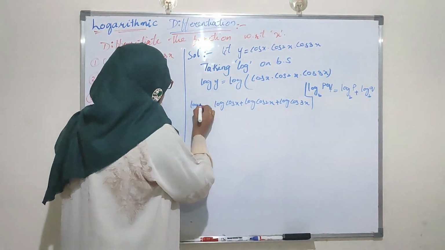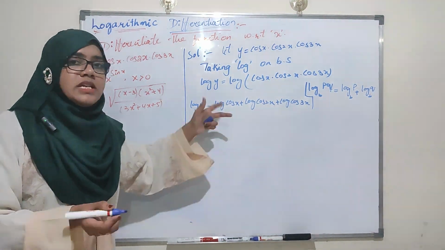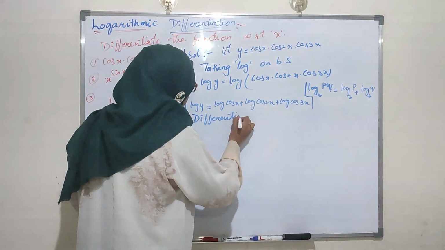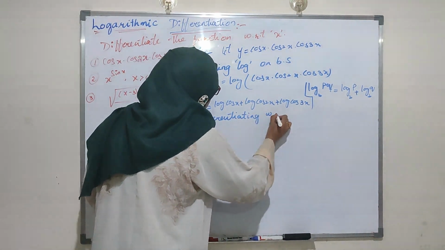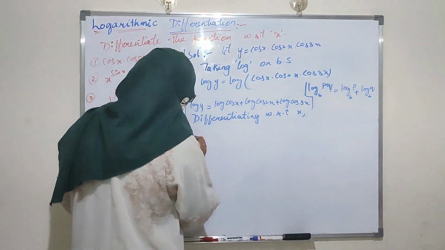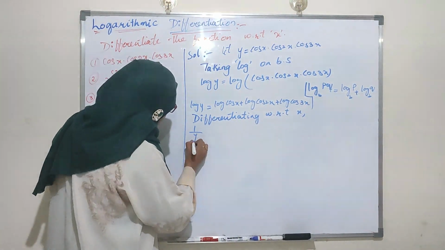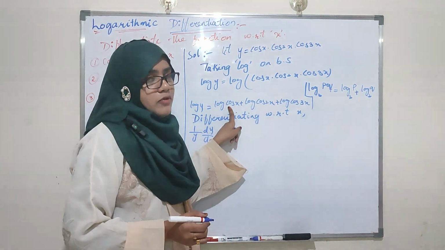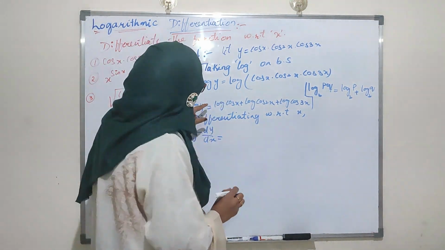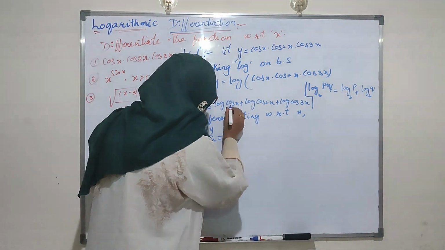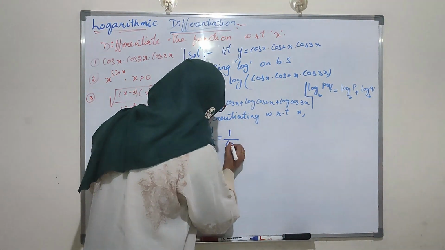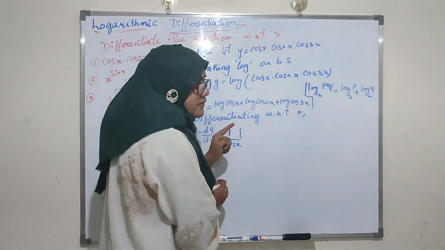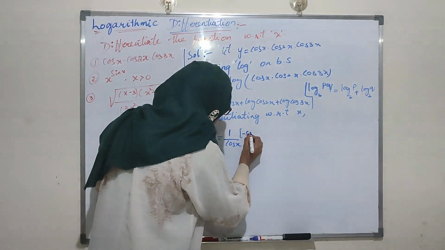So here it is log of y. After applying log, we can easily differentiate. Differentiating with respect to x, we get log y differentiation is 1 by y dy by dx, equal to, here we have log of cos x. Suppose this one is x, so we know that log x differentiation is 1 by x. But here instead of x we have cos x. So the differentiation of log cos x is 1 by cos x times the differentiation of cos x. Cos x differentiation is minus sin x. So don't get confused here.